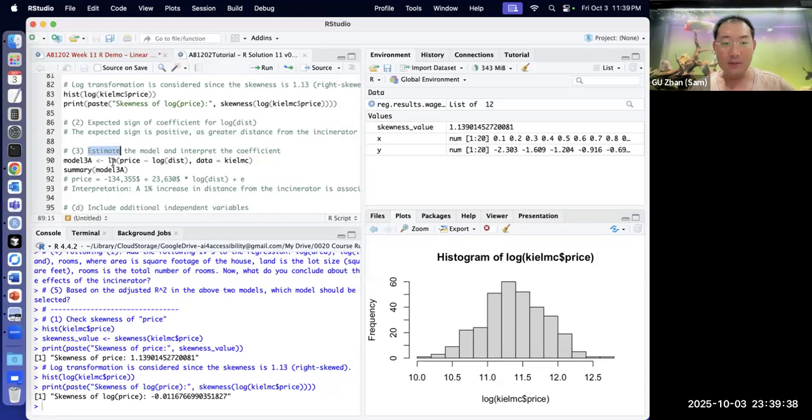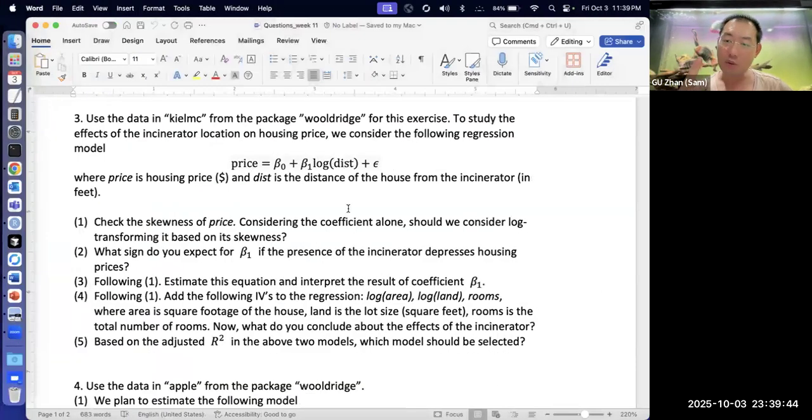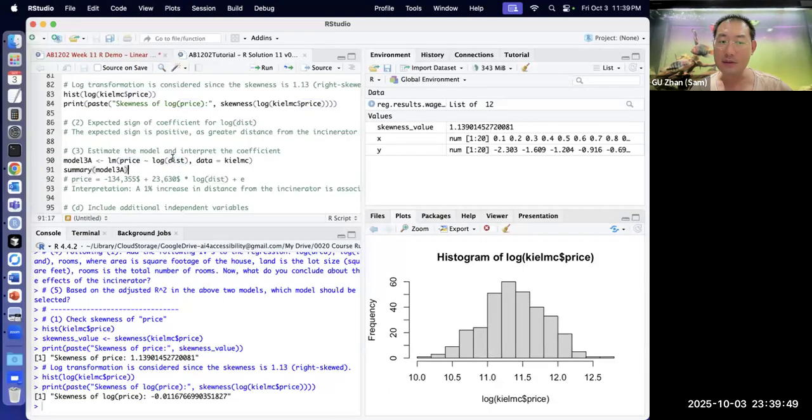Next is estimate the model and interpret the coefficient. So we have price with log distance. So this is required from here: price and log distance. We're only using one variable. When we're using one independent variable to predict the dependent variable, this is called simple linear regression. If you have more than one independent variable to predict one dependent variable, this is called multiple linear regression, basically multiple-variable linear regression.